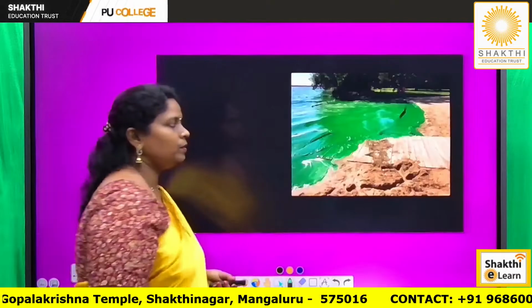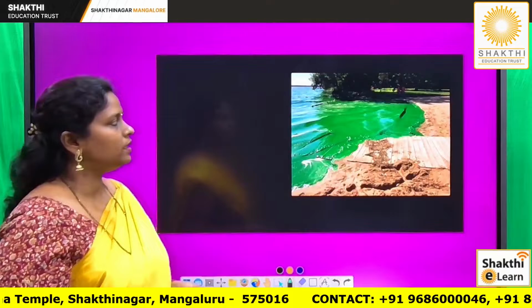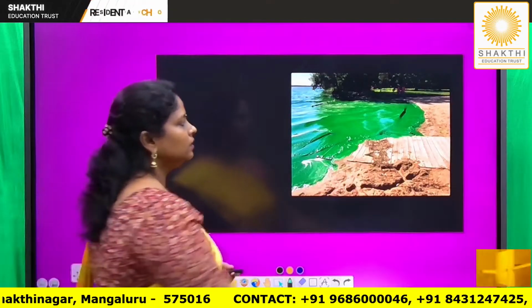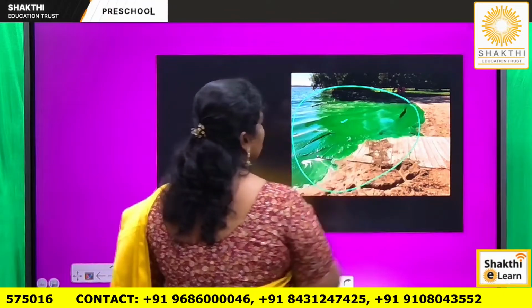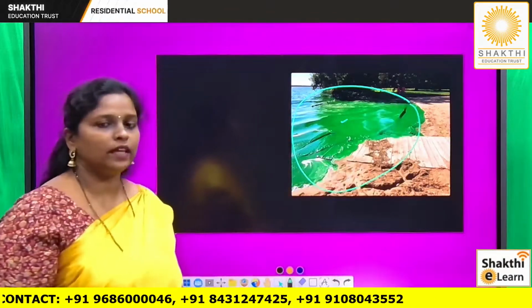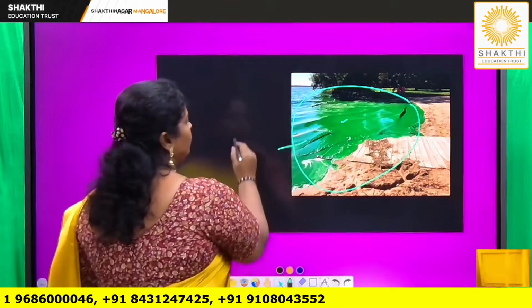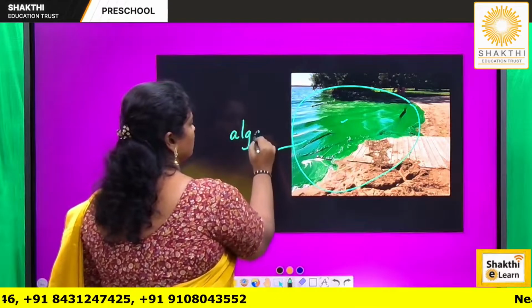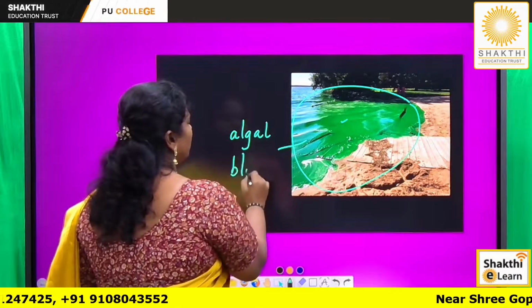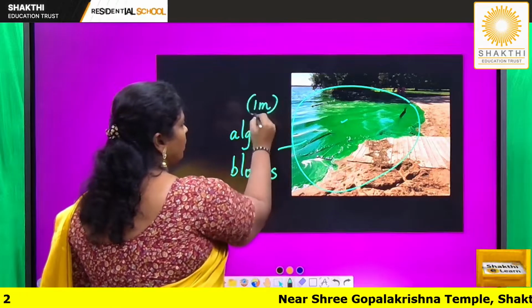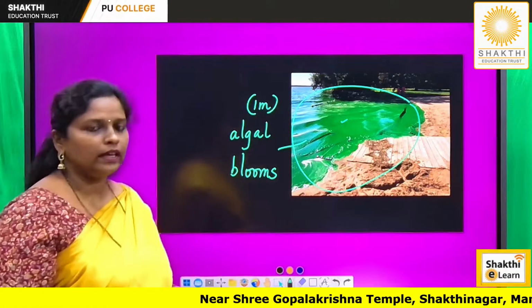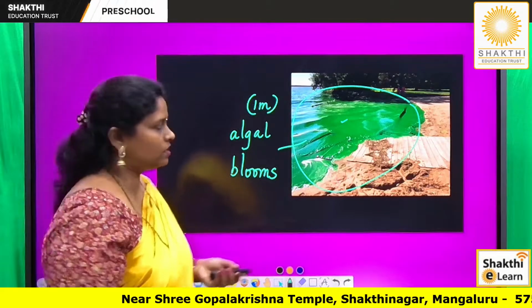Nostoc and Anabaena. In this image, you can see a water body, and this region is completely green in color. This is because of the presence or extensive growth of cyanobacteria, which form algal blooms. What are algal blooms can be an important 1 mark question. Huge masses of cyanobacteria or blue-green algae growing in water bodies.